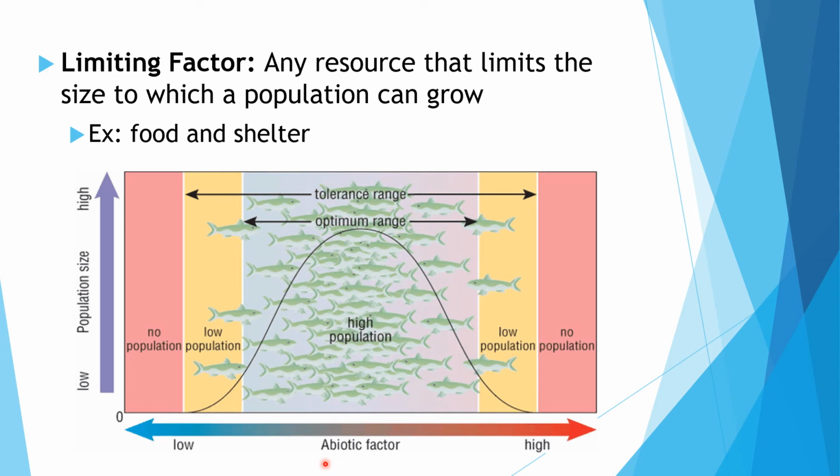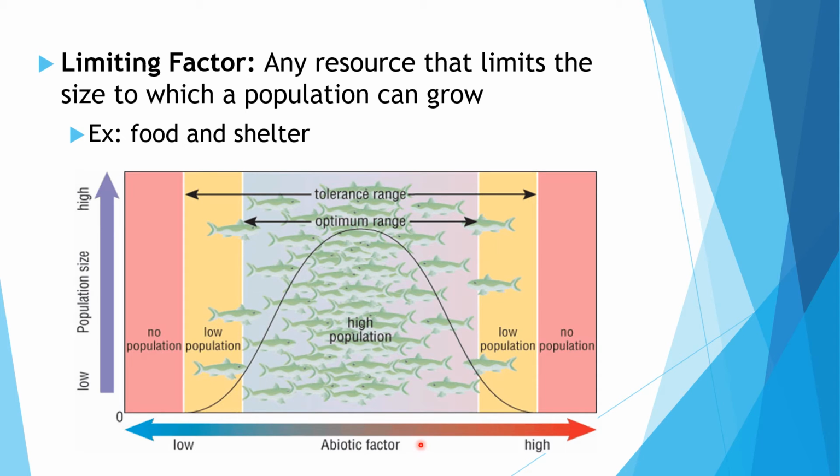This is an example of a limiting factor having an effect on the population of a specific species. So you'll see here we have a whole bunch of fish. So here we have a population of fish. So what is that? A group of fish of the same species in an ecosystem. And on the y-axis here, we have population size, so from low to high, so it's increasing. And then down here, we have the abiotic factor that's going to affect this population size. So this down here represents the limiting factor that's going to kind of increase or decrease the population size.